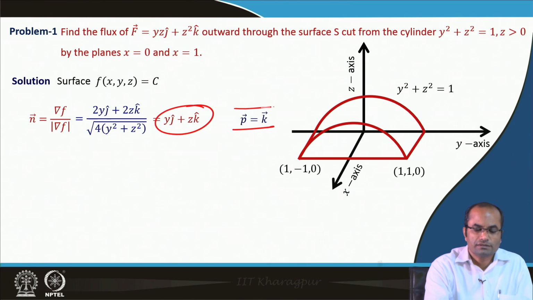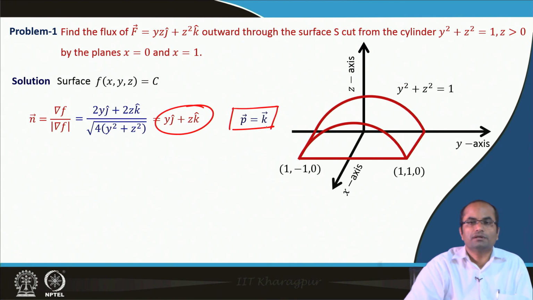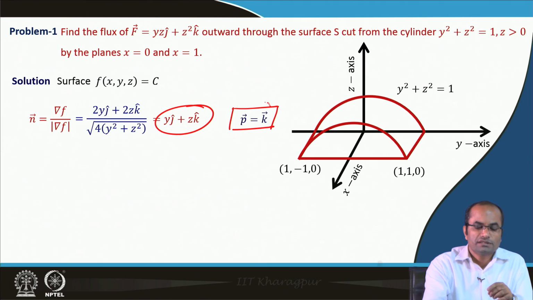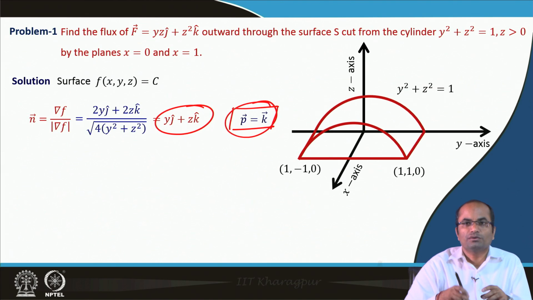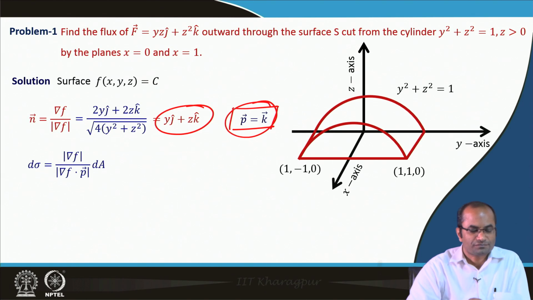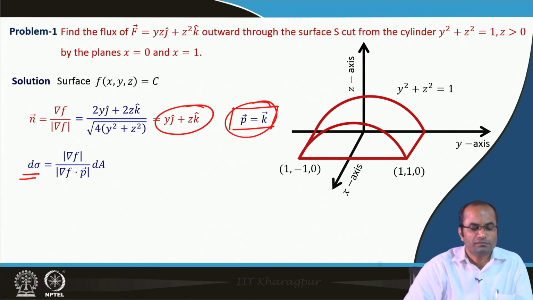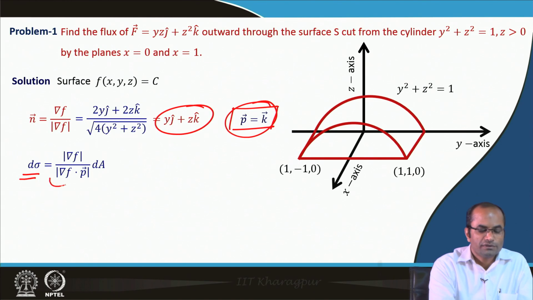Now the vector p, which is the normal to the projected plane. Here we are talking about this surface being projected on the xy plane. So, that means this p is going to be k, which is in the direction of the z axis. So, p is simply k, and then we can compute this d sigma, the differential element on the surface, with the help of this expression.